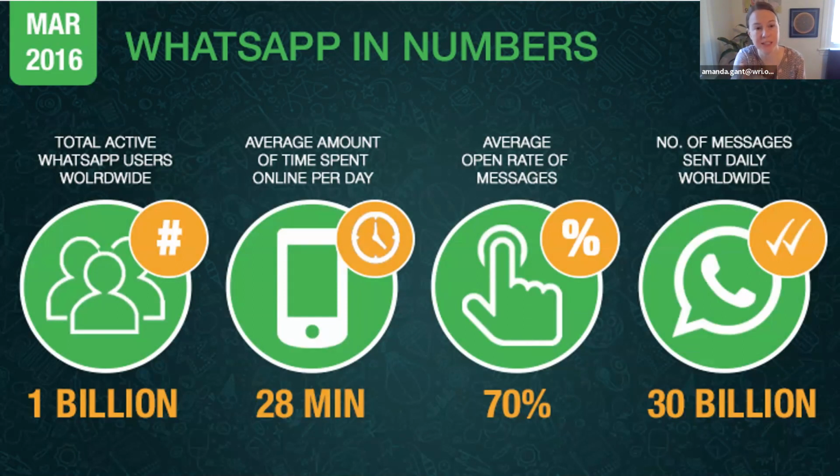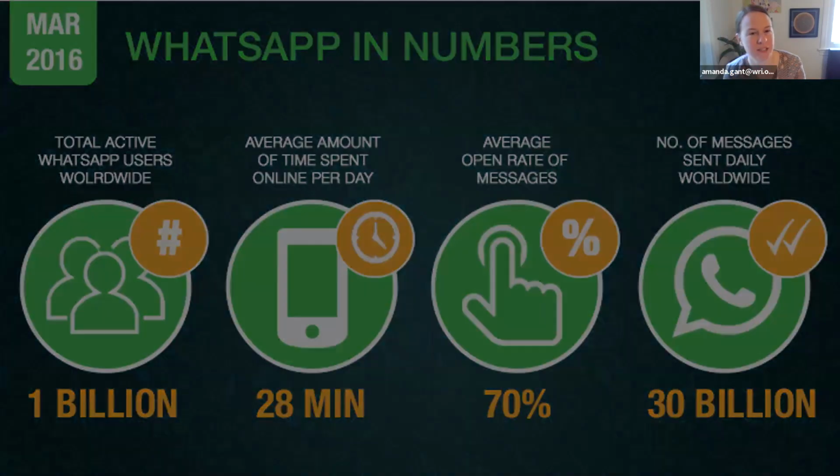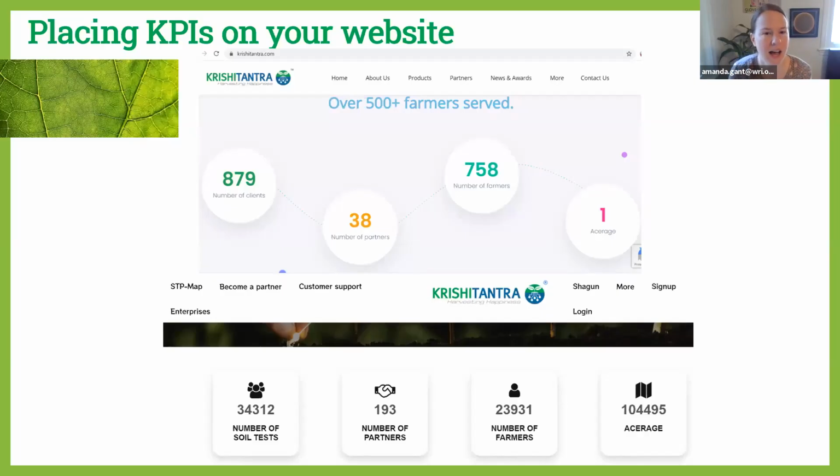These are just some KPIs from a long time ago from WhatsApp. And that's how they describe it. It's very popular on different websites. This is an example of how KPIs can be placed on your website.